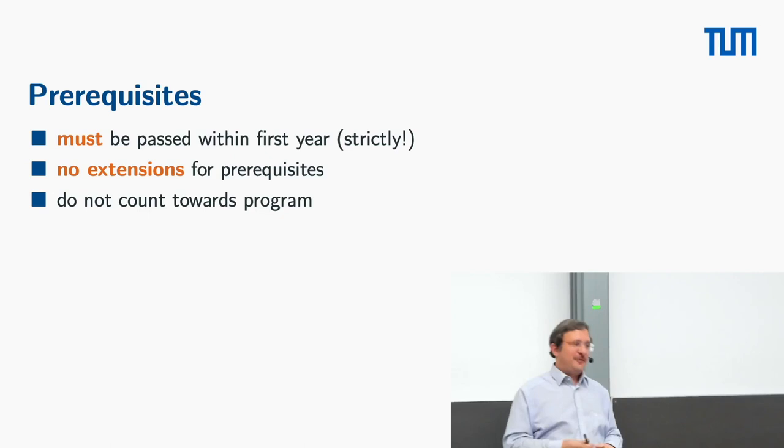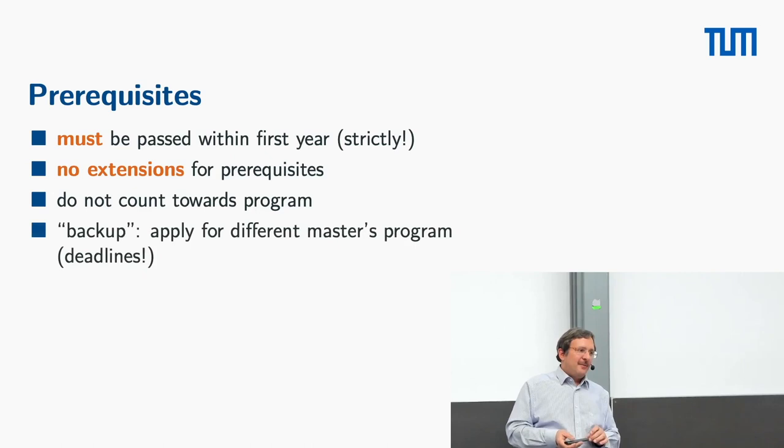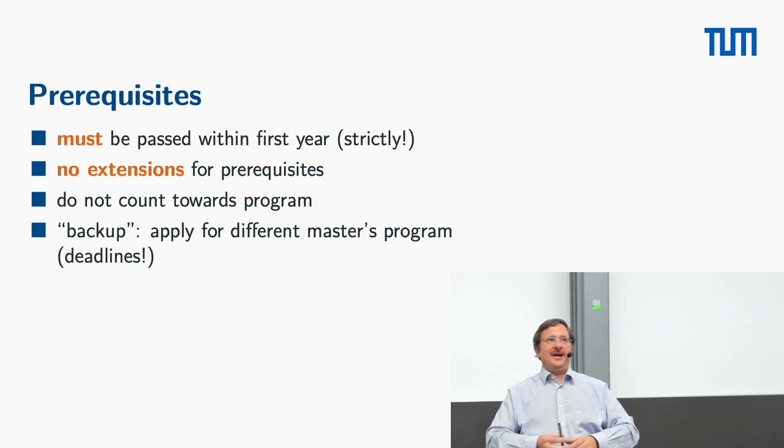And also the credits, I mentioned that already, the credits do not count towards your program. Basically, that's something that you need for the admission, but that can't be used for the program. Now, in case you fail these prerequisites, it might be a good idea to have a backup plan in hand. One possible backup plan would be to apply for a different master's program, so that in case you fail the prerequisites and would then be exmatriculated from your current program, you can still stay here and study in that other program.